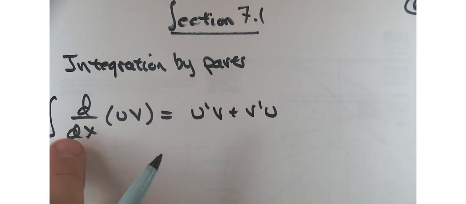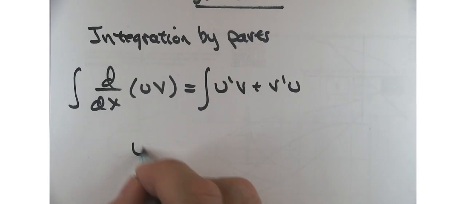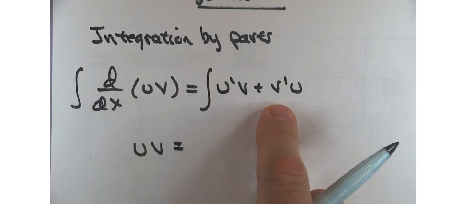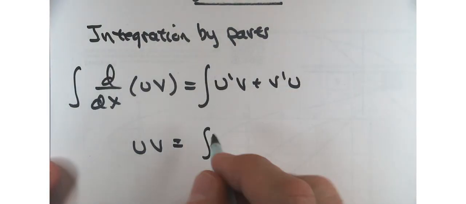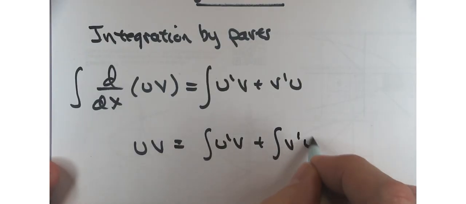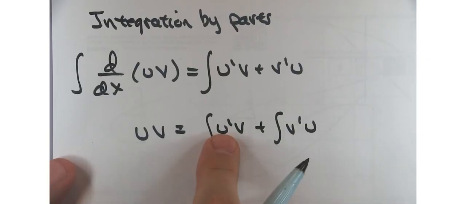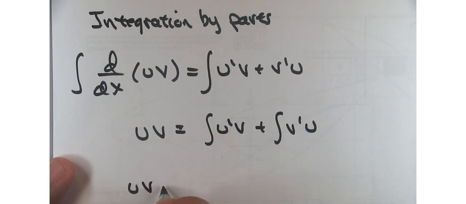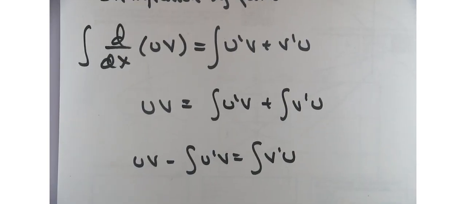What happens when you integrate a derivative? Yeah, they cancel each other out. So you're going to get uv. And of course, the properties of the integral say that this is distributive, so you can call that the integral of u prime v plus the integral of v prime u. And you can rearrange things a little bit. So I can move this to the other side and get the integral of uv minus the integral of u prime v equals the integral of v prime u. So, okay, with a little bit of magic, you can rearrange these formulas and come up with something interesting.